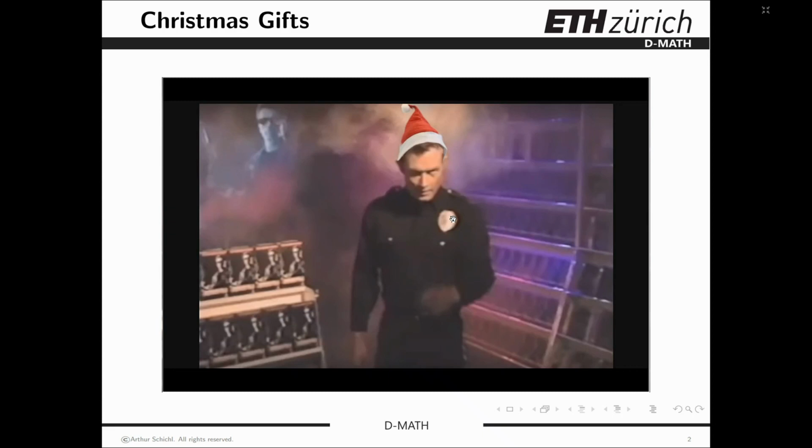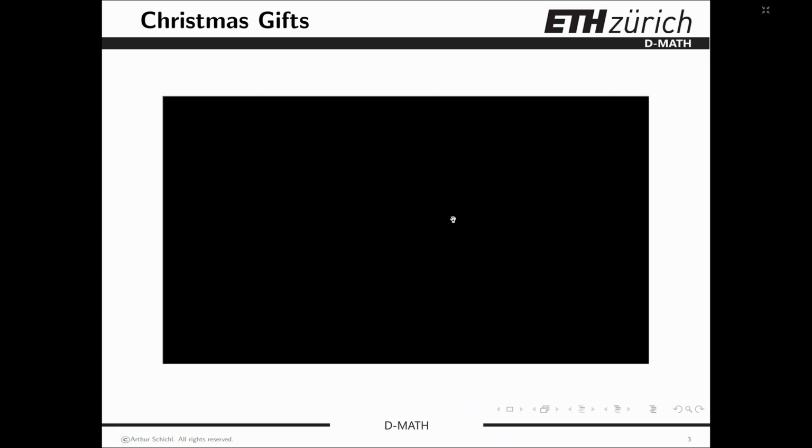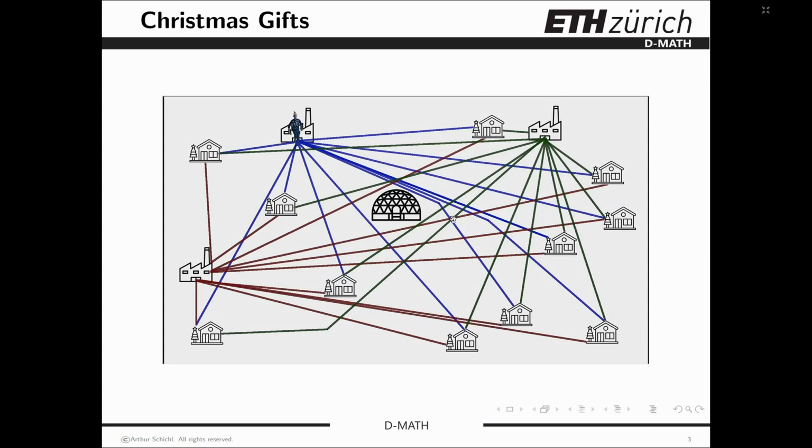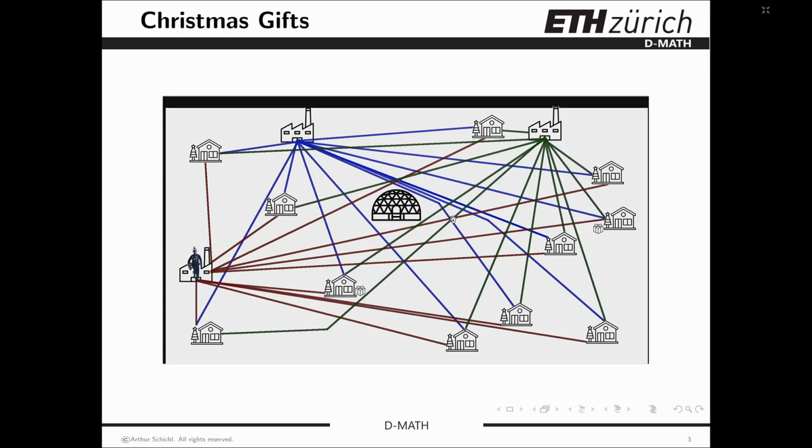So now that the foundations are set, let's get a bit more concrete. So, what do we have? We have our Terminator here, and he has gift factories in which he produces gifts. Yeah, you see some factories, and then he has homes for people who want to get gifts. Yeah, and he has to bring the gifts from the factories to the people's homes.